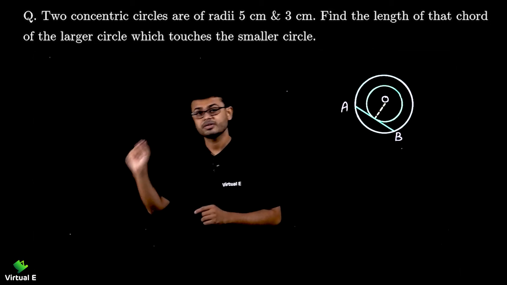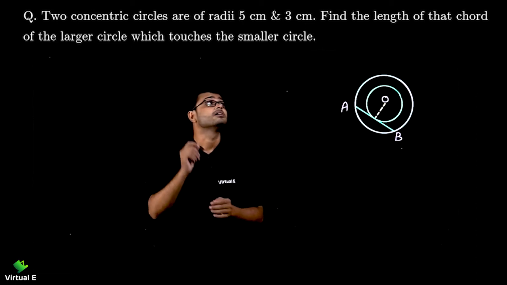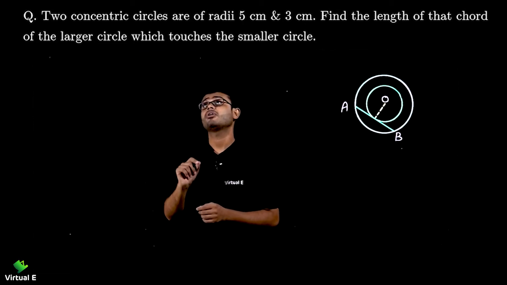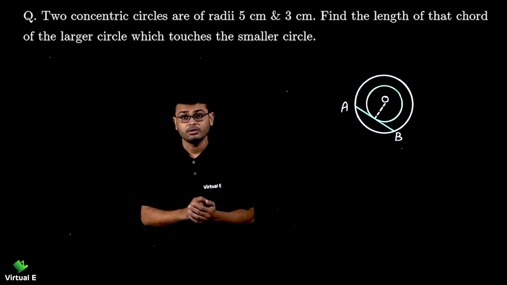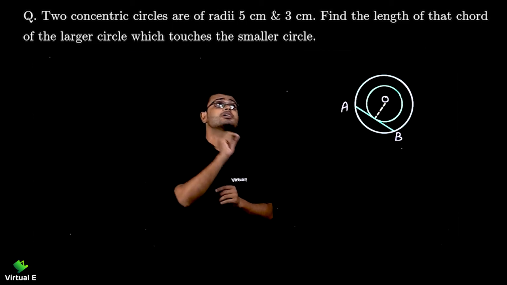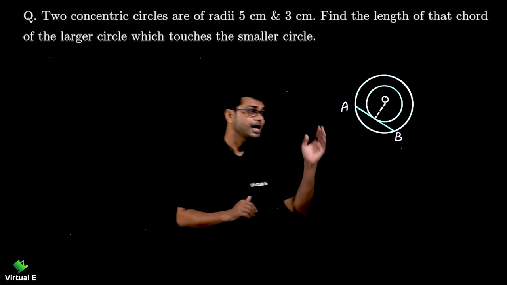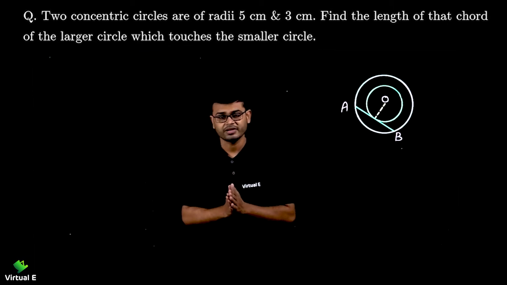One has the radius 3 cm, another has the radius 5 cm. Find the length of the chord of the larger circle. The larger circle has a chord which touches the smaller circle. I have drawn the figure. We need to create the figure.